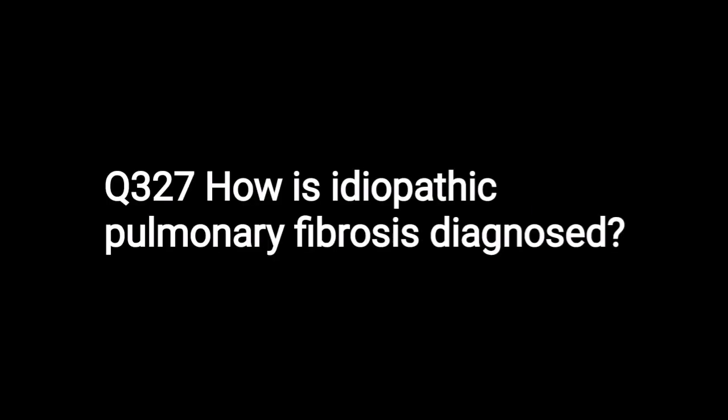Q327. How is idiopathic pulmonary fibrosis, IPF, diagnosed? A327. IPF is diagnosed when other known causes of ILD have been excluded, and the HRCT shows a usual interstitial pneumonia, UIP pattern.